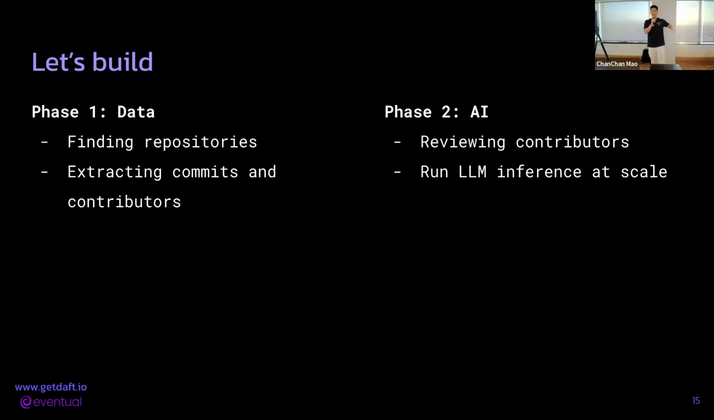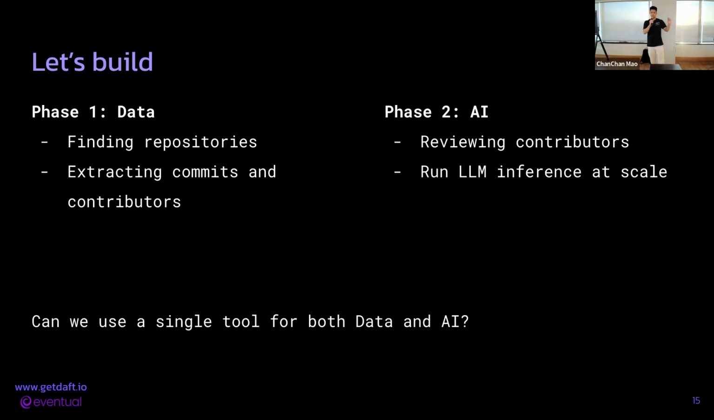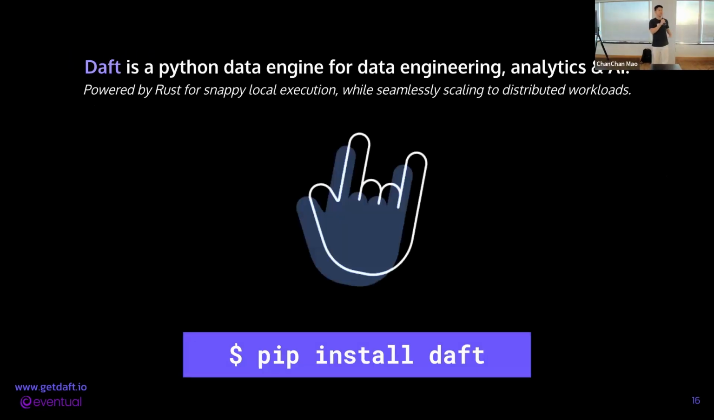Second part, how are we going to run inference? How are we going to pass these developers and their commits through ChatGPT and get them out in 2 days so we can have our search engine? And can we use a single tool for both data and AI? My answer to you is yes. And that's exactly the tool I built.